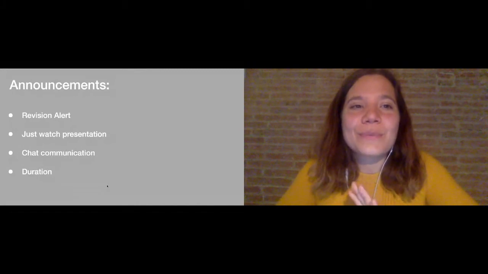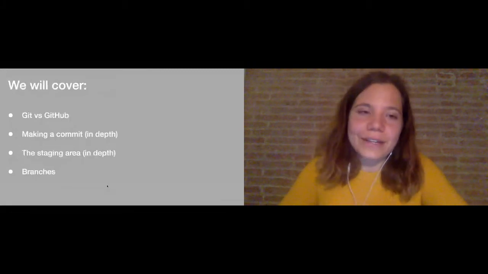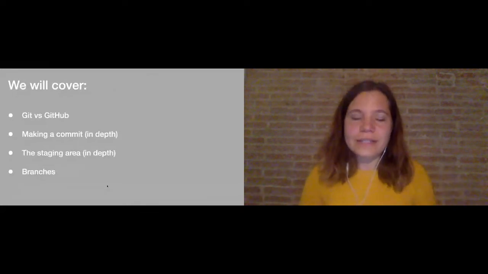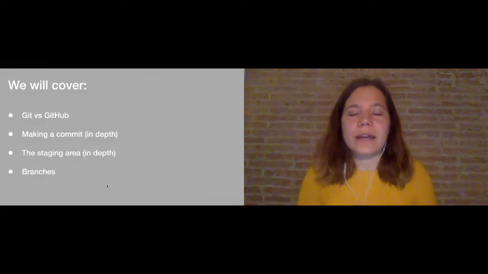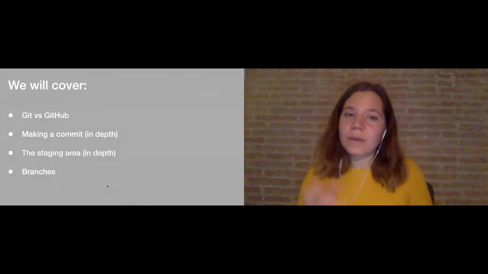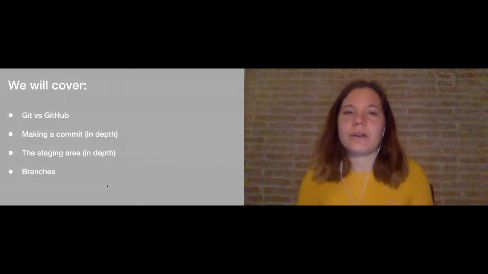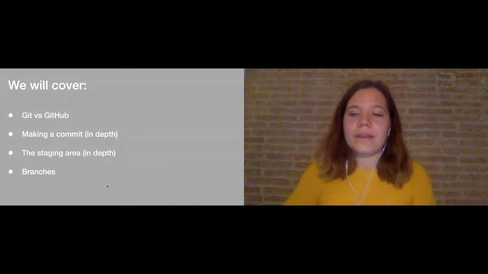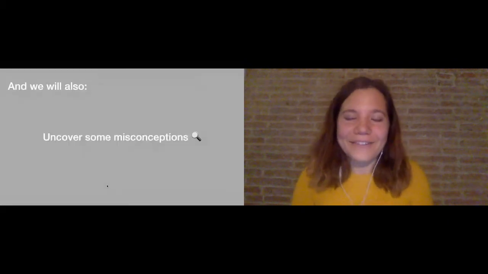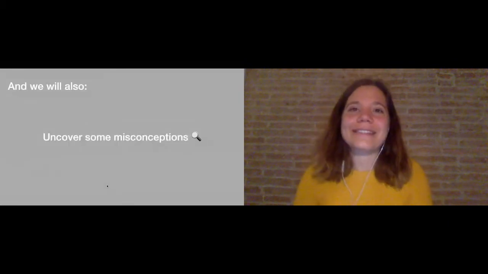So in terms of what we're going to be covering today, we're going to go over Git and GitHub and what they are and how they're different. We're going to be going over making a commit, but really in depth. Then I'll go over the staging area, quite in depth, and then I'm going to touch upon what branches really are. And throughout this entire presentation, I'm going to be uncovering some common misconceptions.